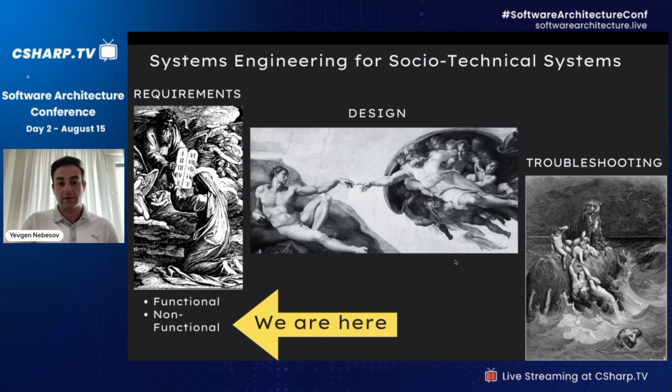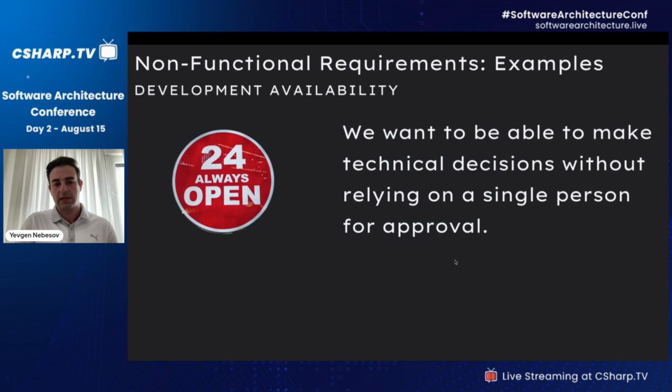So these were functional requirements, and as with technical systems, there are also non-functional ones, like availability or development availability. One can specify a requirement like we want to be able to make any technical decision without relying on a single person for approval. Maybe you are familiar with a situation where someone says, oh, we can't make this decision because the lead architect or the project lead is on vacation. So this was a case where the development was not available because of the vacation of the single worker that is able to make decisions.